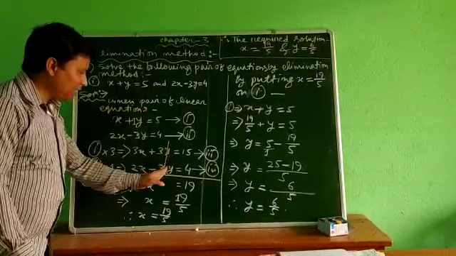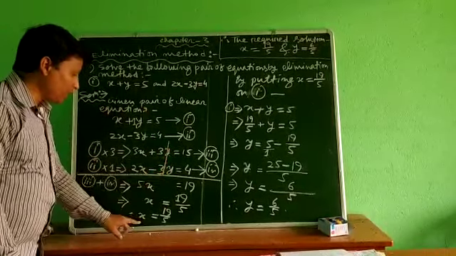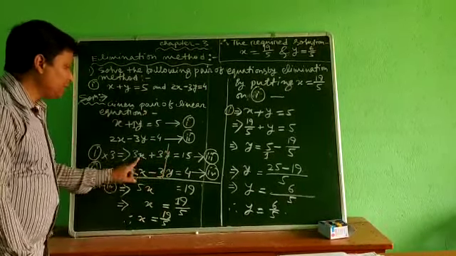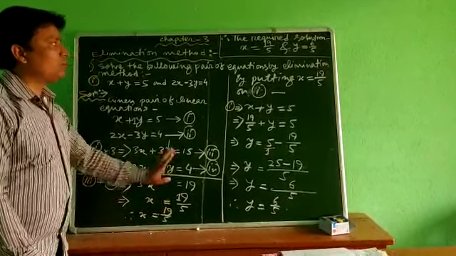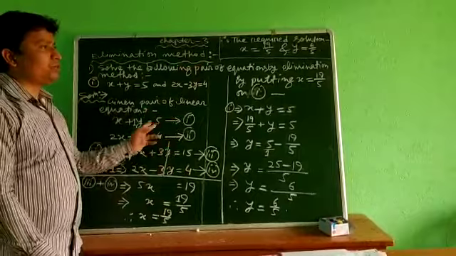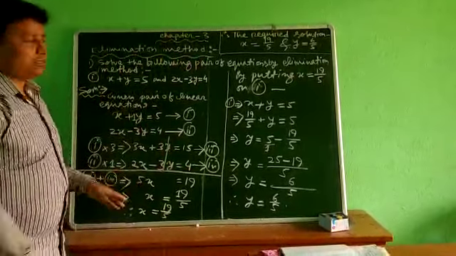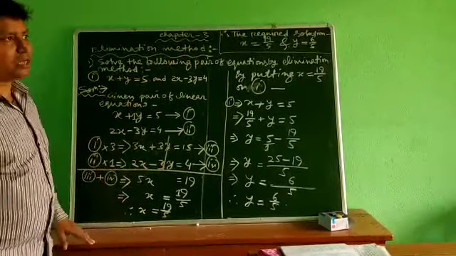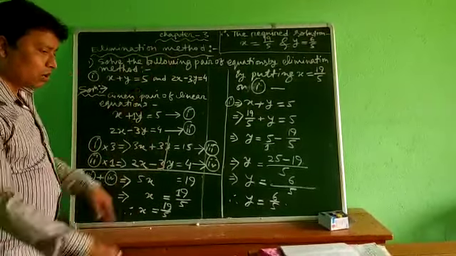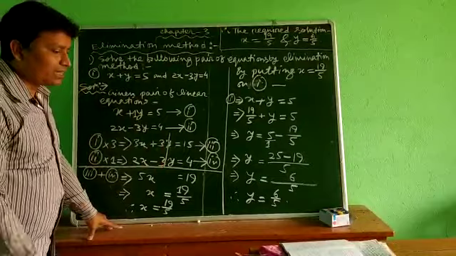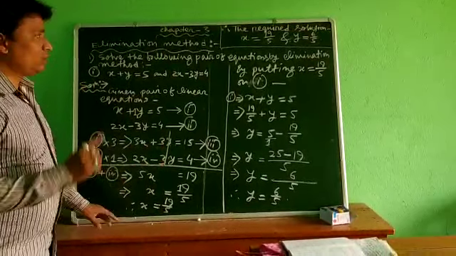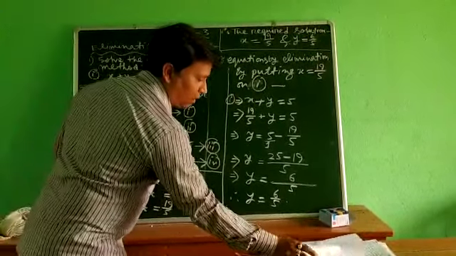Suppose I am eliminating y terms, so we get the x value. If you eliminate x terms, then first you will get the y value, and you have to put that y value in any one equation to get the x value. That is the complete process of elimination, which is applied on all the problems of this exercise, Exercise 3.4.